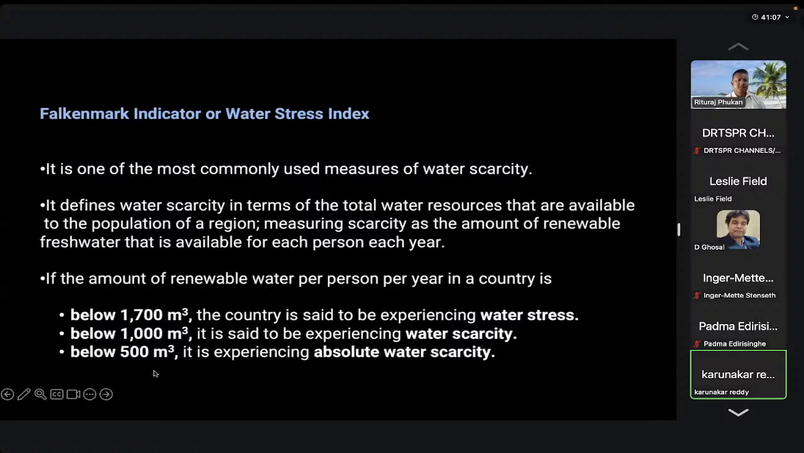And the Falkenmark indicator tells us that if it is below 1,700 cubic meters, the country is said to experience water stress. Below 1,000 cubic meters is extreme scarcity. If below 500 cubic meters, it experiences absolute water scarcity. This is the problem which we are seeing increase year by year.